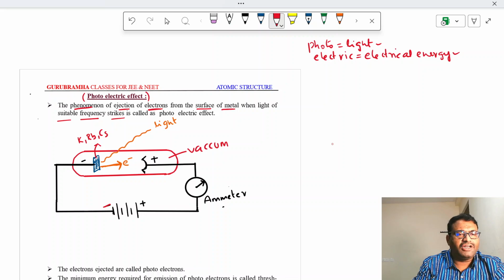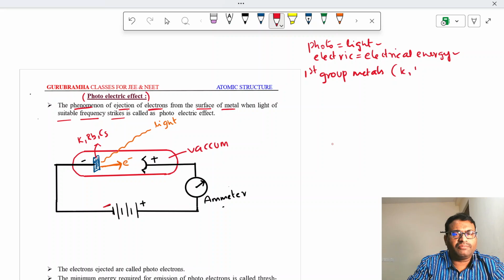Because they have less ionization energies. The valence electrons are weakly bonded. Nucleus cannot hold the outermost electrons effectively. If they lose one electron, they get octet configuration. So first group metals like potassium, rubidium, cesium are used in this photoelectric effect.